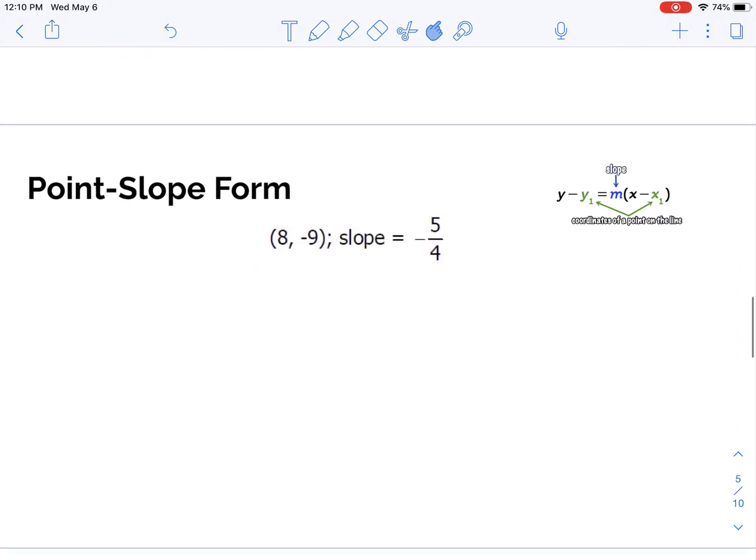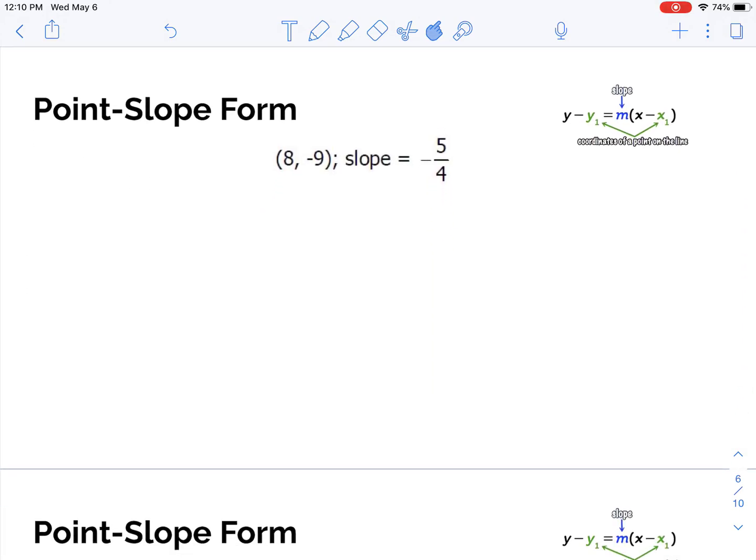All right, let's talk about this next one. I have a point and I have a slope. Now, remember the formula, y minus y1 is equal to the slope times x minus x1. Now, remember those x1 and y1, those are the coordinates that I need, okay?